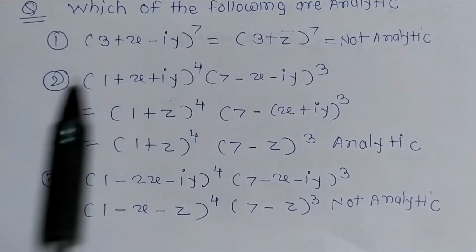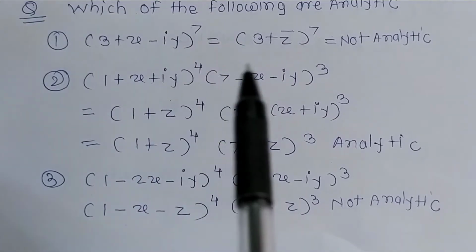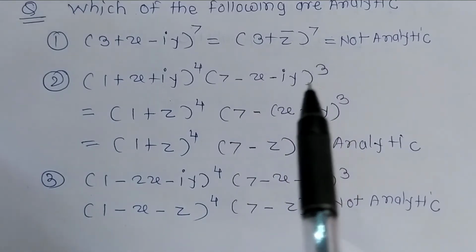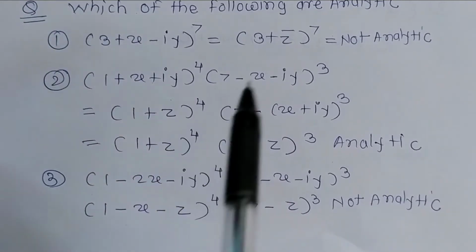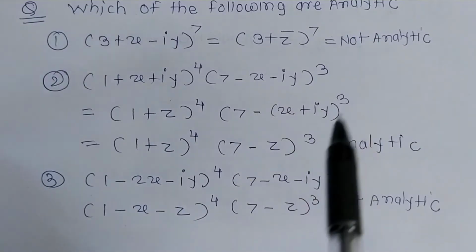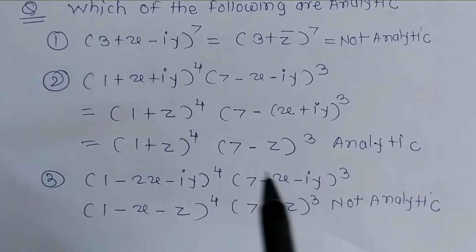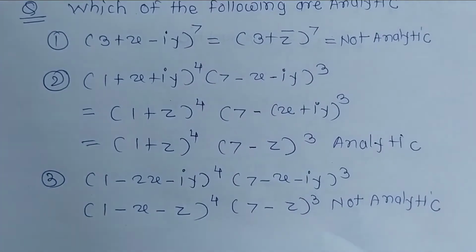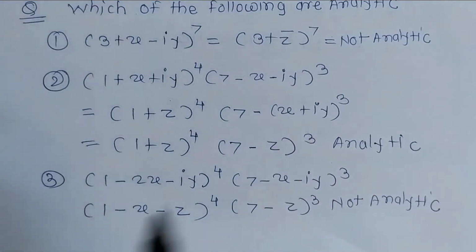The second one is (1 plus x plus iy) raised to 4, minus (7 minus x minus iy) cubed. Here x plus iy is z, that is (1 plus z) raised to 4. And here 7, when we take minus common, it becomes (x plus iy) cubed. That is (1 plus z) raised to 4 and (7 minus z) cubed, that is analytic. Okay, so here only z is present. That's why this is an analytic function.